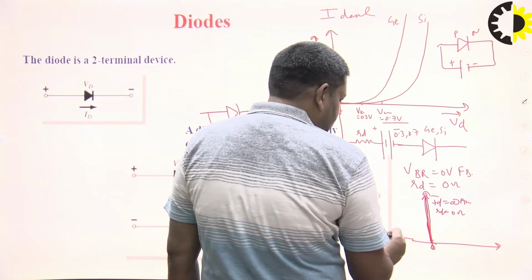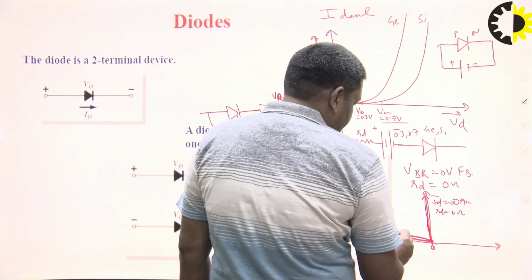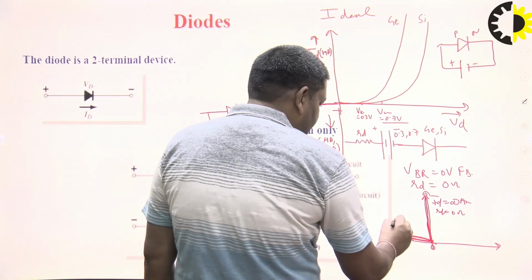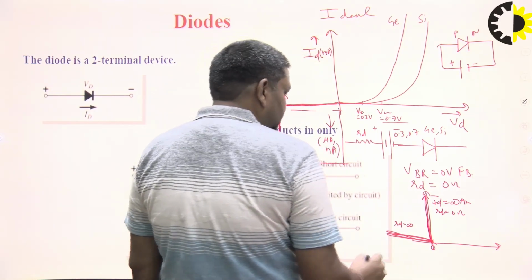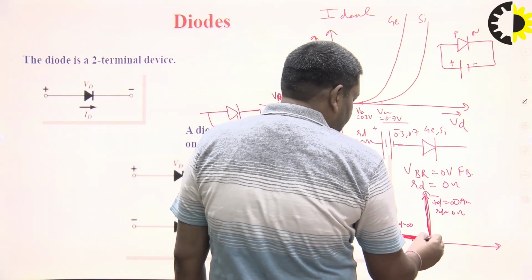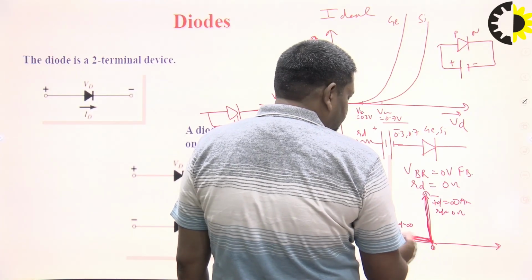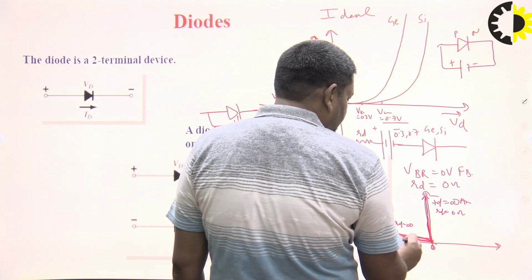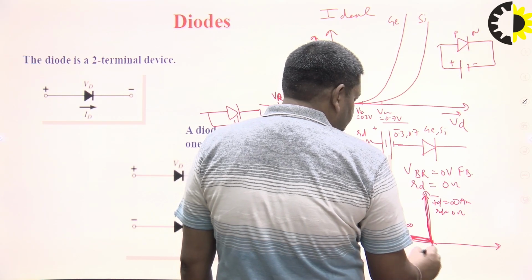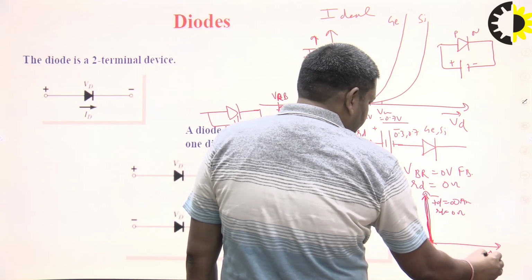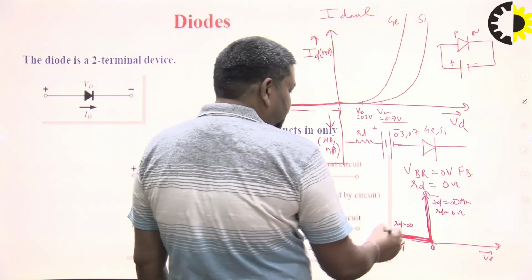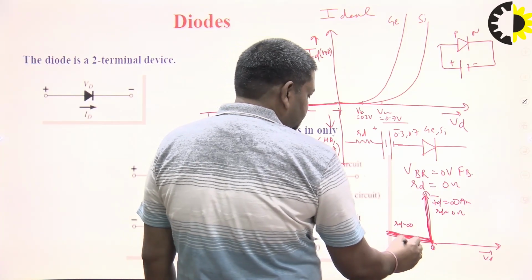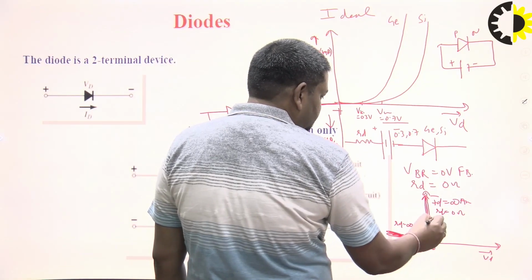But in the reverse bias condition, RD is infinite. That means no minority carriers produce current, so the value of current should be 0 in reverse bias. This is the diode voltage: this side is the forward bias voltage and this side is the reverse bias voltage. In that case, the diode should be an open circuit. This is reverse bias. This is forward bias.